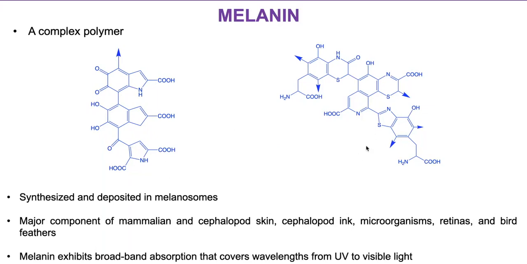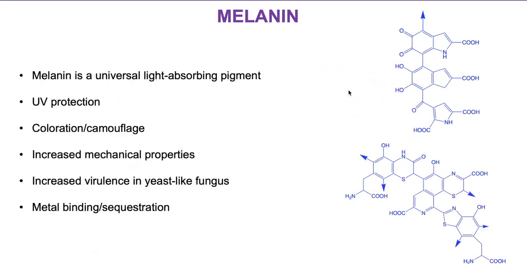It exhibits very broad absorption that covers wavelengths from UV to visible light. As I said, it's a universal absorbing pigment. It provides coloration. It also provides UV protection. By coloration, I mean that it can also give certain microorganisms the ability to be more virulent. It can also increase the mechanical property of certain substances, and it has a huge number of chemical moieties that can bind, for example, various metals, which helps to sequester metal ions in the water.